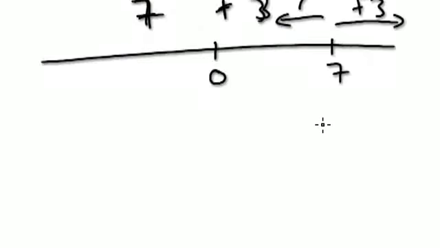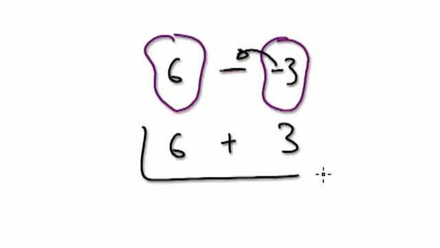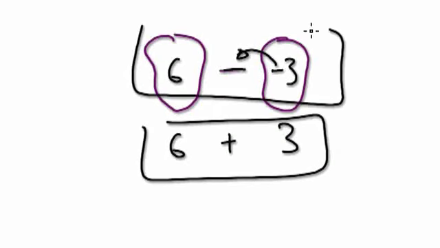Okay. So if someone gives you something like this, a bubble that's anywhere, let's say 6, take away negative 3, for example, we would take this out here, so it would be 6 plus 3. These two are the same thing. Okay, in effect they're the same.